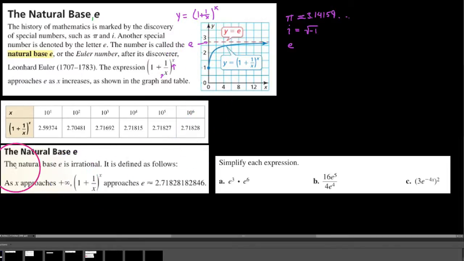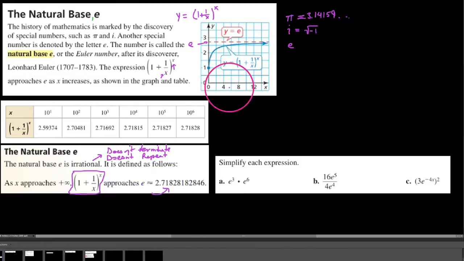And we're going to say that the natural base e is an irrational number. That's just to say that it does not terminate, and it doesn't repeat. It's not going to be 0.33333 or something like that, or 0.123, 0.123, 123, but it doesn't repeat. And so we have this irrational number, and we say that it's defined as follows: as x gets very, very large, the value of this overall expression, which you don't have to know, but you do need to know this, approaches approximately this value right here.